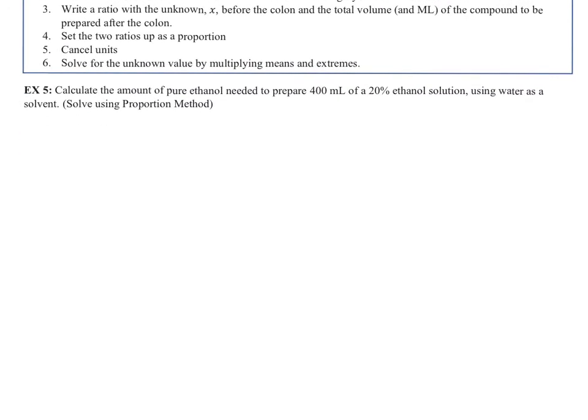So for example 5, we're told to calculate the amount of pure ethanol needed to prepare 400 milliliters of a 20% ethanol solution using water as a solvent. Okay, so what are we given? Well, we're given a liquid medication. So for this first step, since we're given a liquid medication, we're going to go ahead and write this out using Rule 19.2, which is 20 milliliters pure ethanol to 100 milliliters. Once again, we're using the ratio method, which is why we're using the colon.